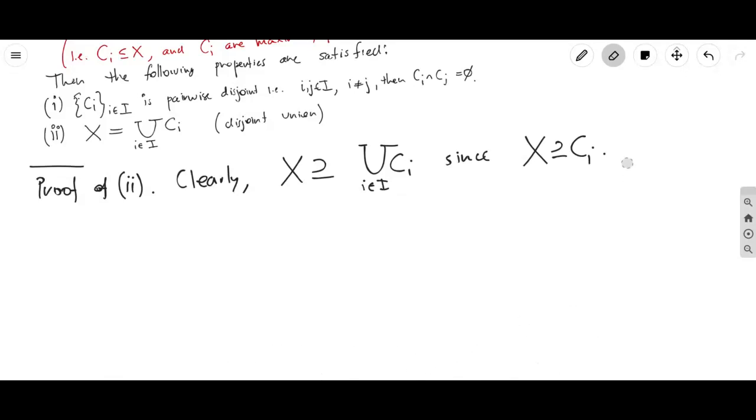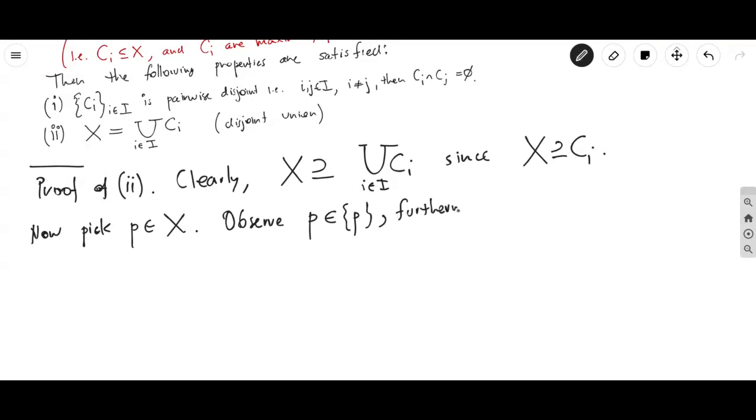So now we have to prove the reverse direction. So now pick a point in X, and you observe that the point belongs to the singleton set, the set that contains that point. Furthermore, the singleton set is path connected for obvious reasons, because if you pick 2 points in the singleton set, they're the exact same point, and you have a path from the point to itself by using the constant path. So singleton points are always path connected. Not very interesting.